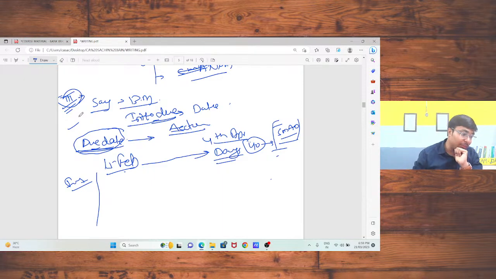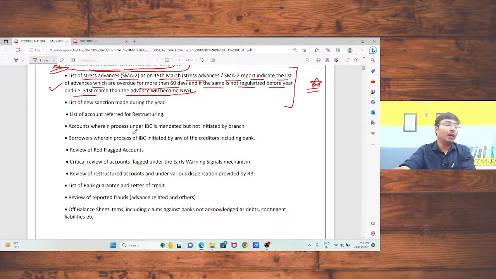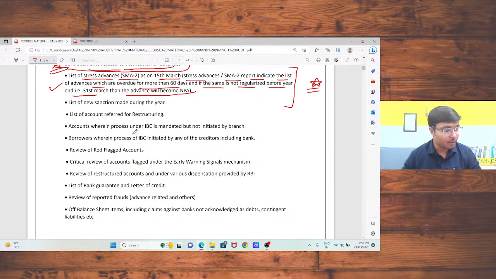Okay, sir, is that okay, Praveen ji? The SMA 0, 1, 2, how you can check the internal control of that particular bank or branch? So just comment that, okay.